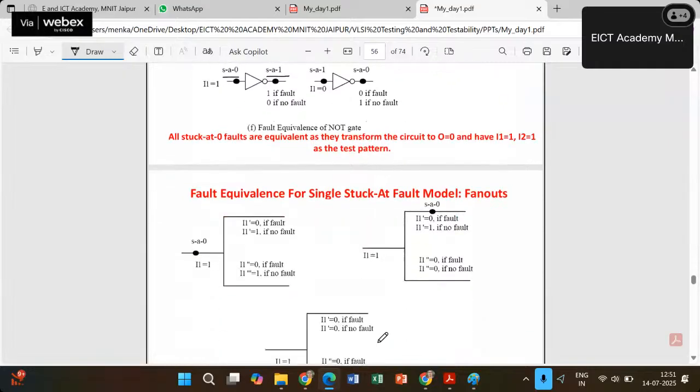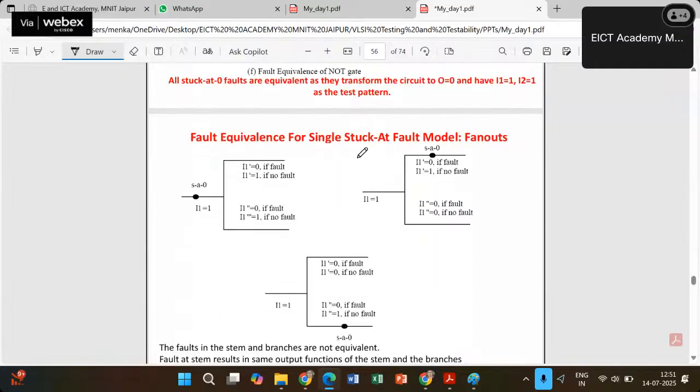Okay. So now, fault equivalence for the single stuck-at fault model: we have the cases of fanouts and stems. Here, this is the fault site. This fault site has 2 outputs, 1 and 2. This fault site is going to take this path to reach this output, and this one is going to take this path to bring the output over here. So you can have the fault over here, here, and here. There are 3 lines, 3 fault sites.